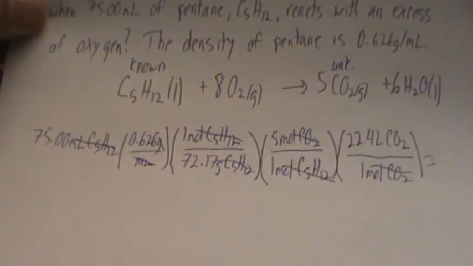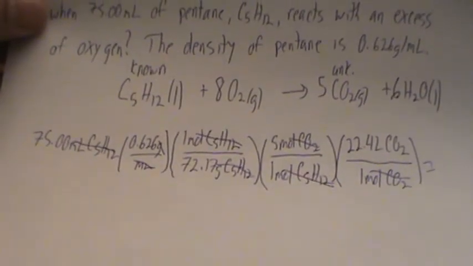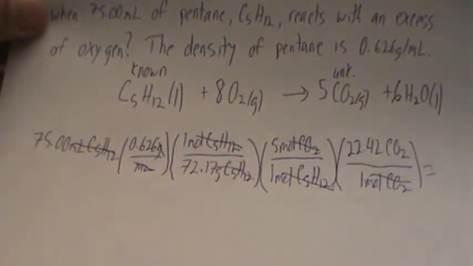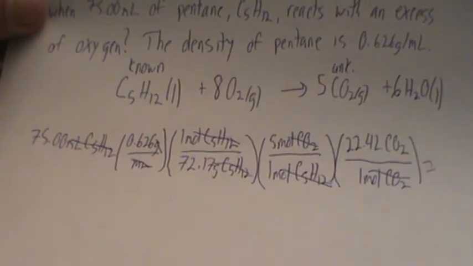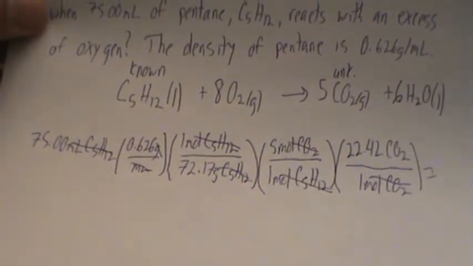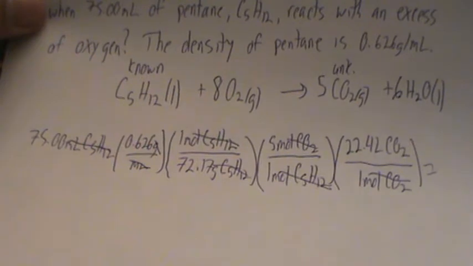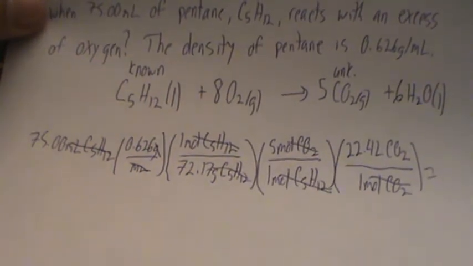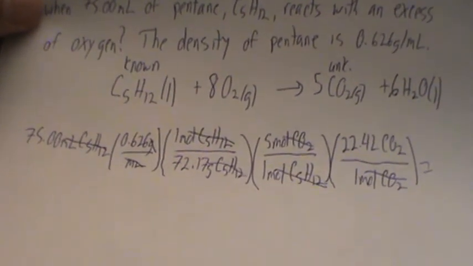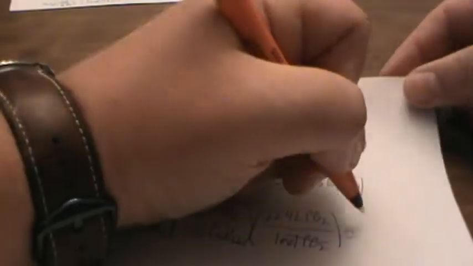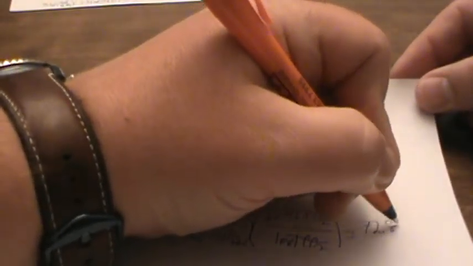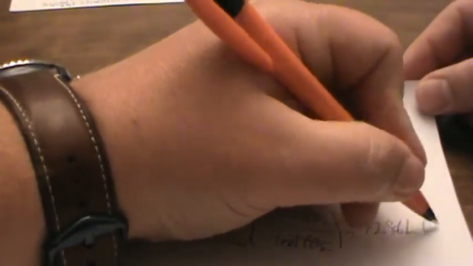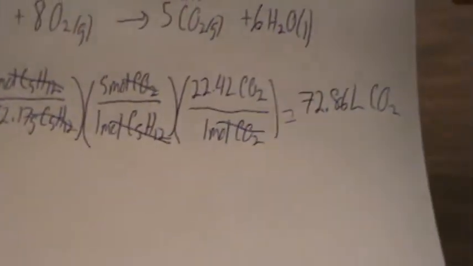So here's our setup. Now, putting this into our calculator, I'm going to take 75 times 0.626 times 5 times 22.4. That's all divided by 72.17. I'm coming up with an answer of 72.86 liters carbon dioxide.